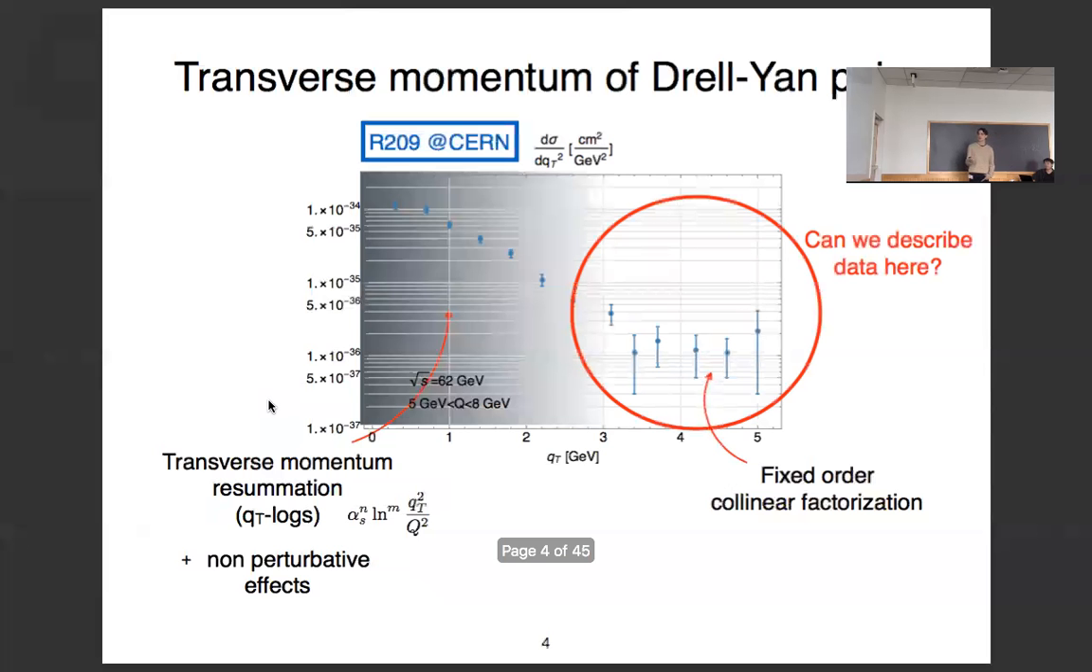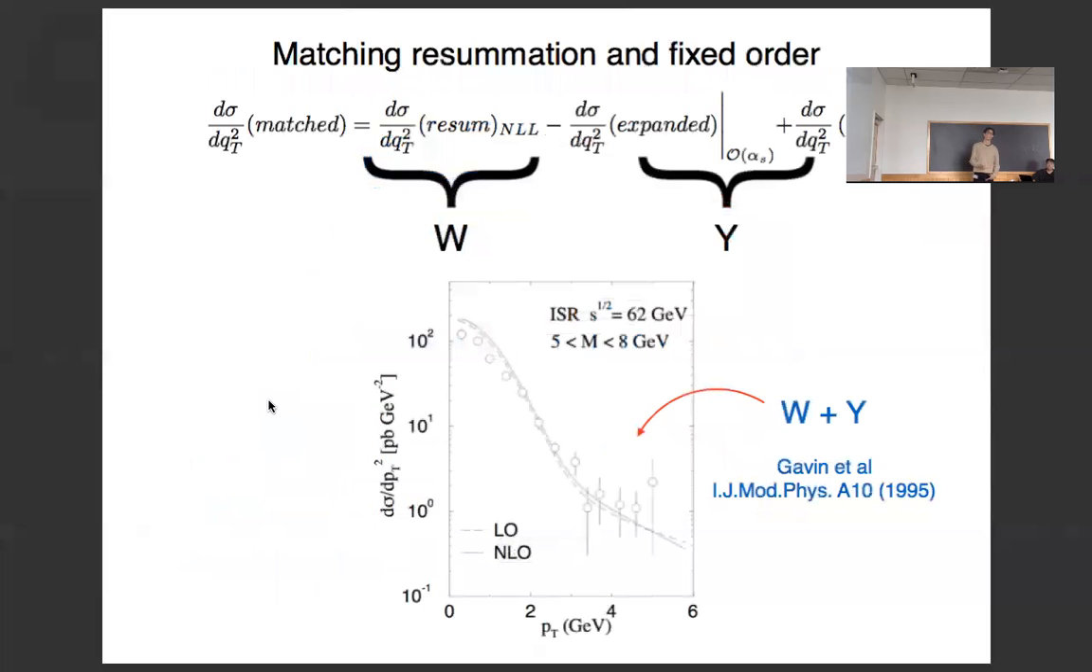Okay, so I will briefly talk about the W+Y prescription. Another reason I chose this data is that here is the only example of low energy data where you find the entire QT spectrum described by the theory. The only example is a paper from the 90s where they do W+Y, and they seem to be able to describe the whole spectrum.